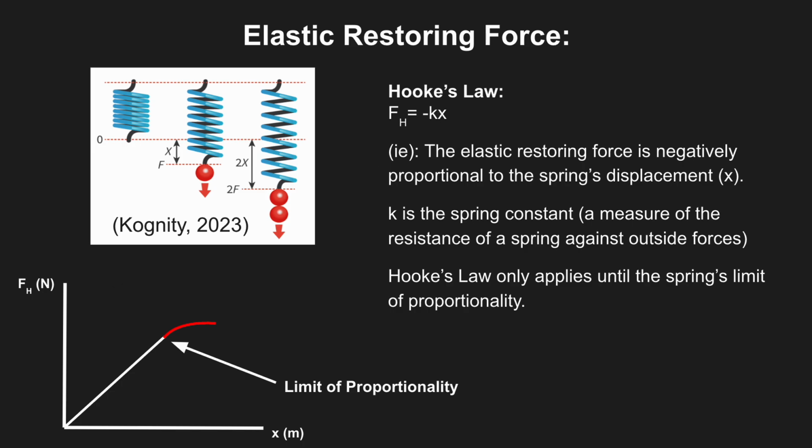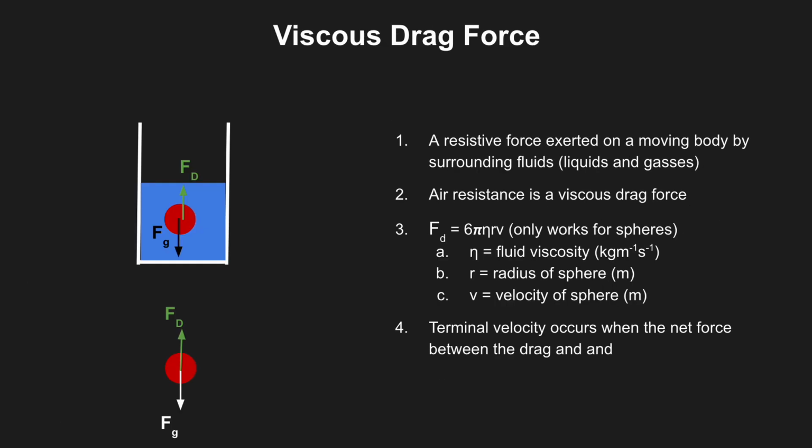In general, that just means that there's too much strain on the spring, so the spring is messed up. Now, these are new to the IB physics syllabus: the viscous drag force, which is a resistive force exerted on a moving body by surrounding fluids, and fluids just refer to liquids and gases. For example, air resistance is a viscous drag force. Here we have a formula for viscous drag force, which only works for spheres, you should note, but you won't be given any question that asks you to calculate the force for something that isn't spherical.